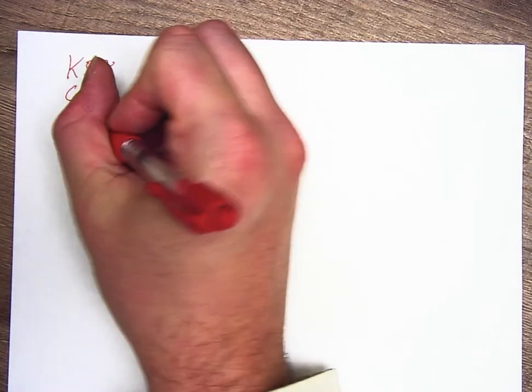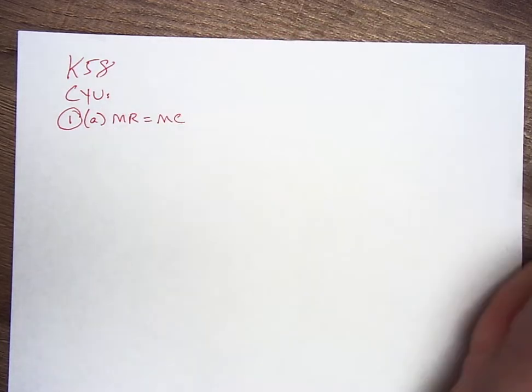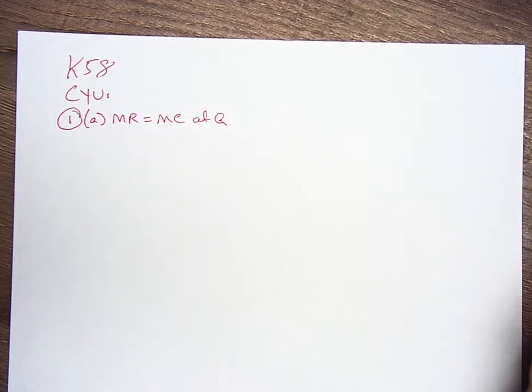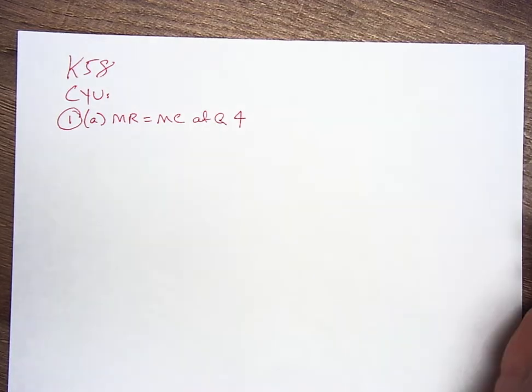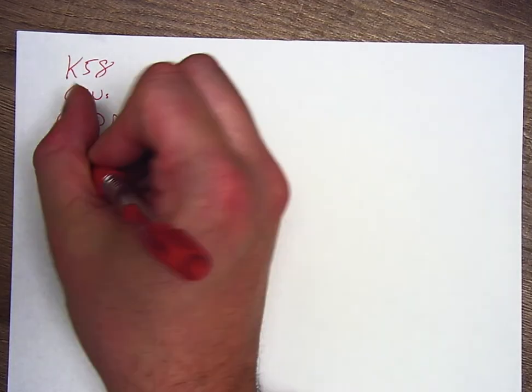And we know that firms maximize profit where MR equals MC, at that quantity, right? And that occurs in our graph: MR equals MC at quantity 4. So all we have to say is quantity 4, because at that quantity, MR equals MC.